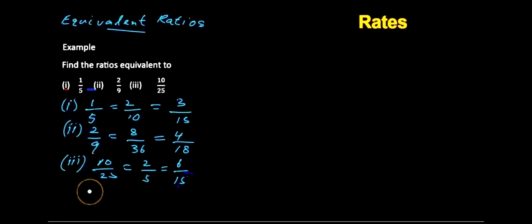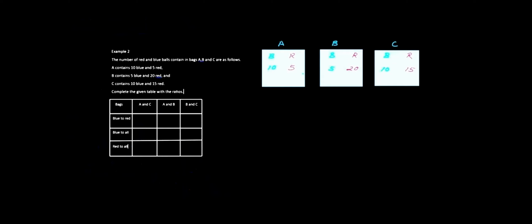Now we are going to do example 2. There are 3 bags A, B and C. The bag A contains 10 blue balls and 5 red balls. The bag B contains 5 blue balls and 20 red balls, and bag C contains 10 blue balls and 15 red balls. We have to complete the given table. There are 3 rows and 3 columns.